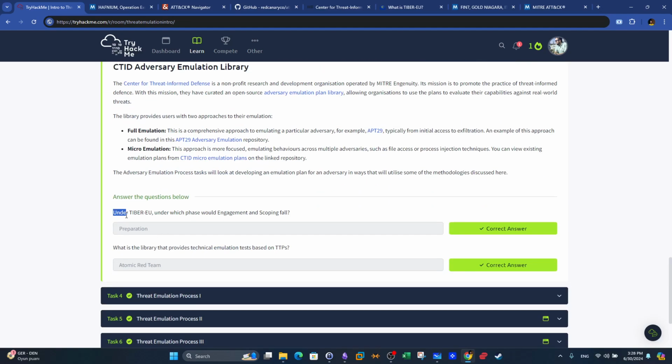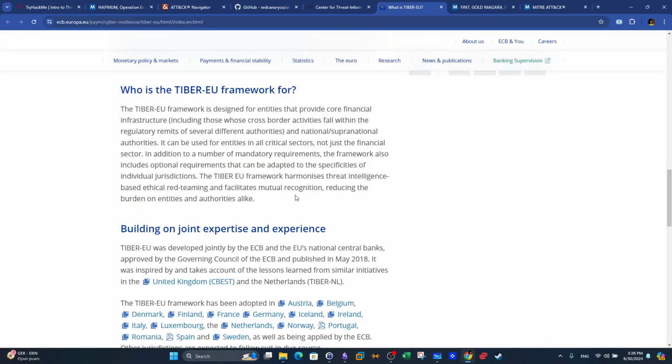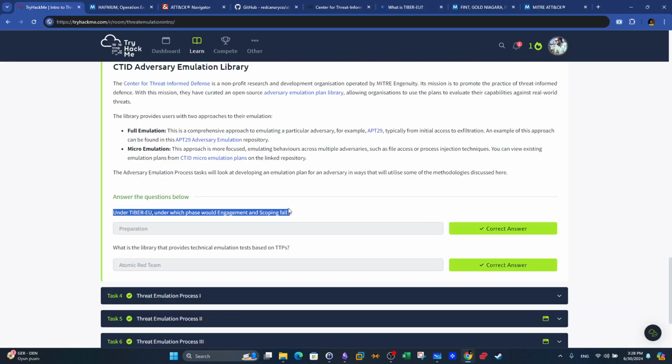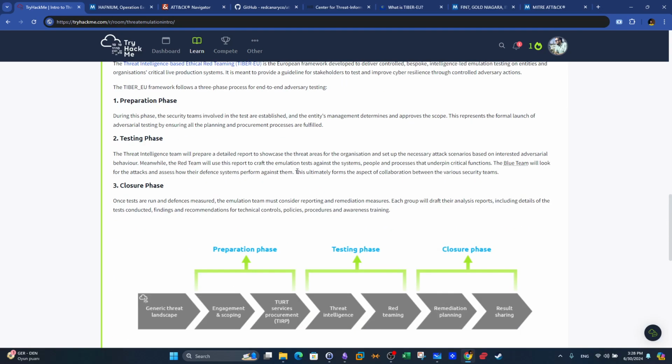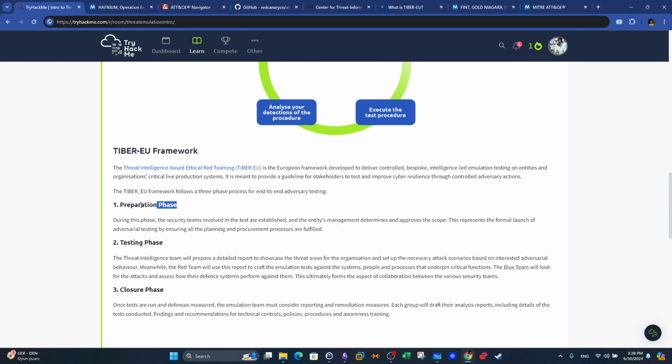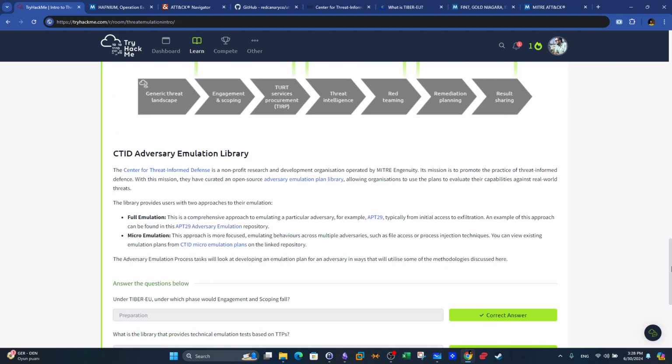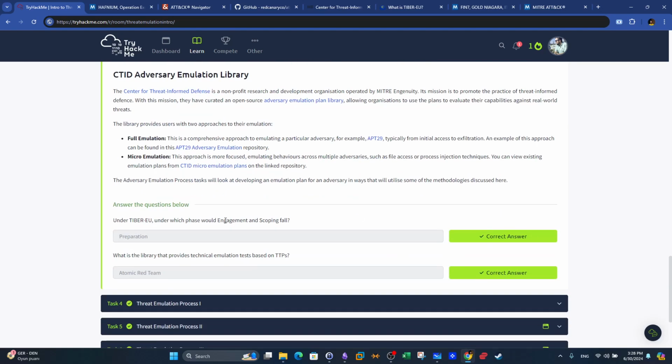Under TIBER-EU, under which phase would engagement and scoping fall? You can find the answer by opening the document, or, as the room author has outlined, and thanks and credit to them, you can see the steps for you. In TIBER, you have three phases: preparation, testing, and closure. The question is referring to the preparation phase. What is the library that provides technical emulation tests based on TTPs? It is Atomic Red Team.